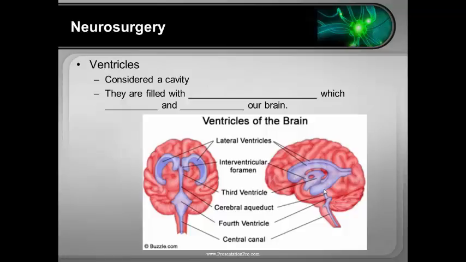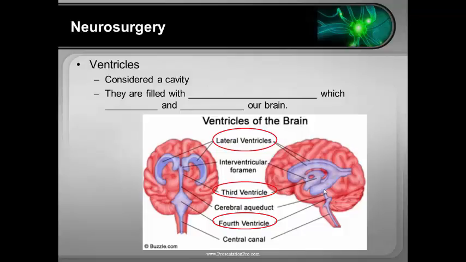Welcome back. Let's move on to the ventricles in our brain. Within our brain itself, there are cavities called the ventricles. There are 4 ventricles, 2 lateral ventricles, a linear type 3rd ventricle, and a reservoir type 4th ventricle. The ventricles make and store cerebrospinal fluid.